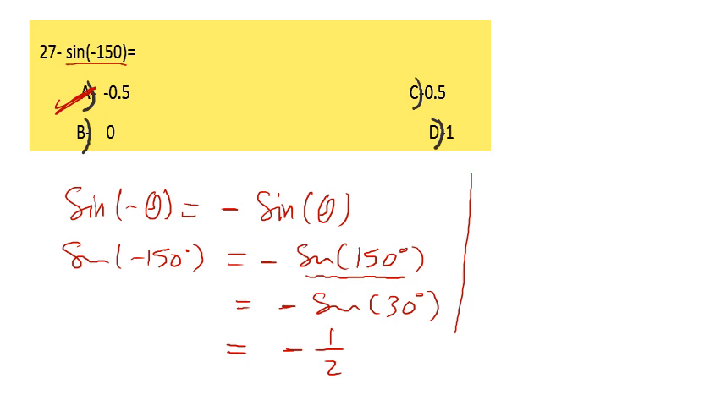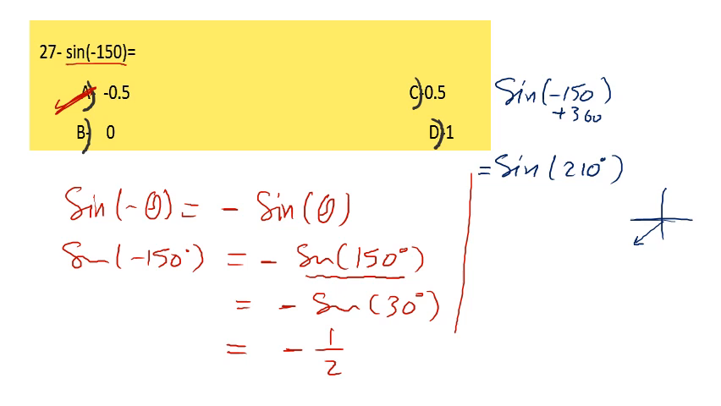Another method of solving that, if you don't know how to figure out the negative 150, is to add 360 to it. So it's the same as sine 210 in positive. 210 lies in the third quadrant. And the sign in the third quadrant is negative. And the only answer that is negative is A.